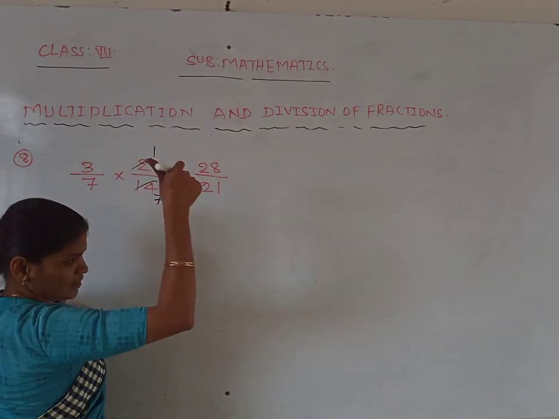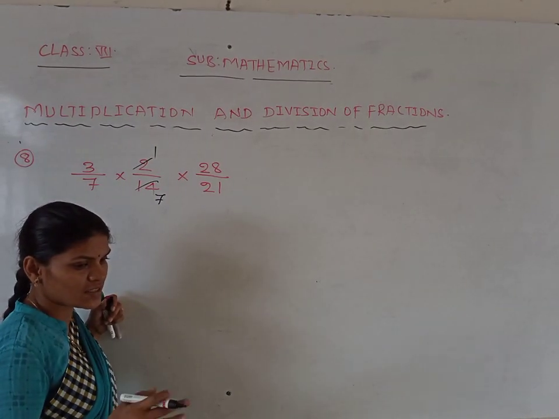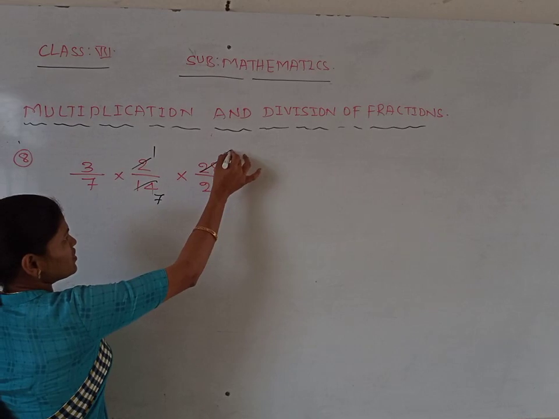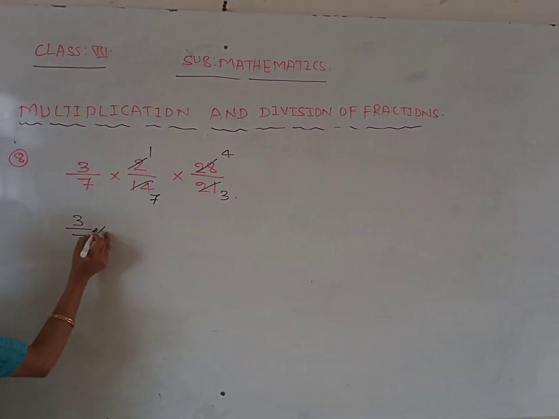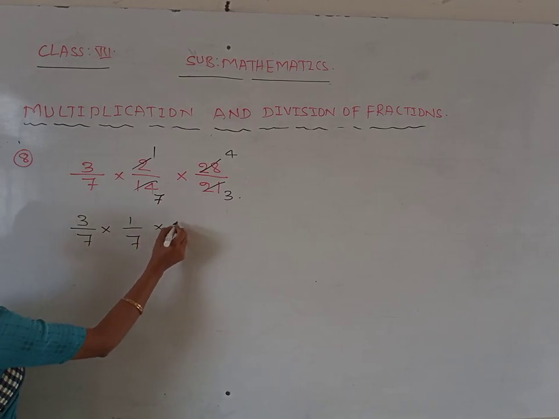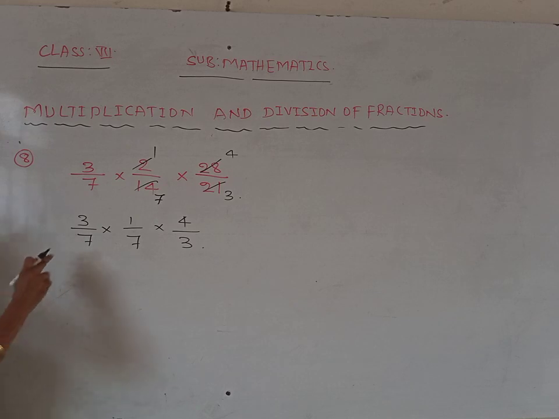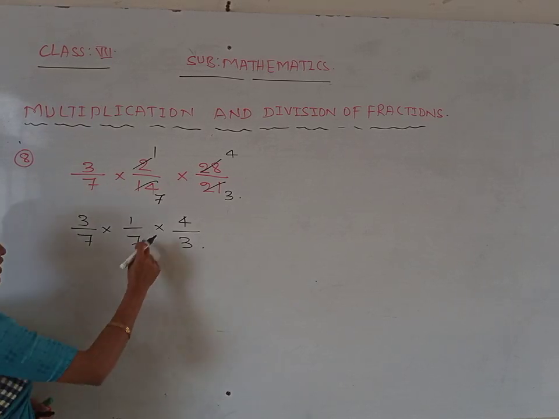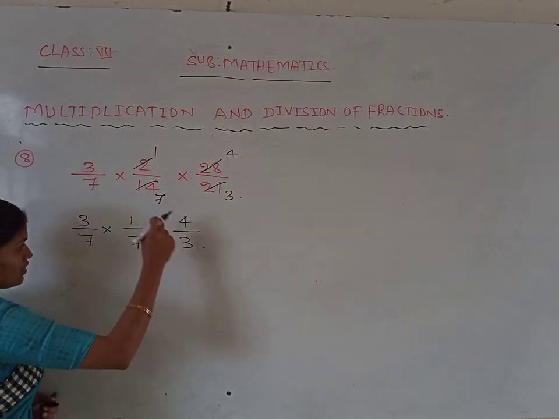Again any common factor? Yes. In which table? 7 table. 7 4 ja, 7 3 ja. Now we can write these all. 3 by 7, 1 by 7, 4 divided by 3. Any common factor? No. Now, any common factor?